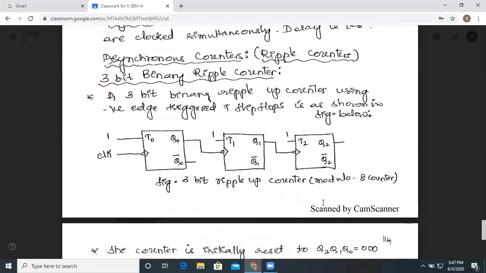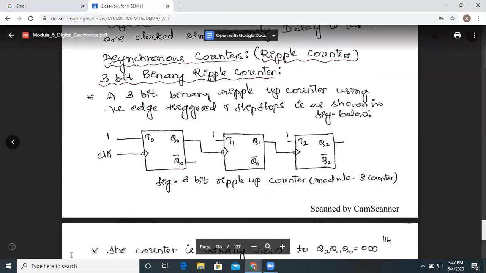Here these asynchronous counters are also known as ripple counters. Now we are supposed to see the 3-bit binary ripple counter. In order to see this 3-bit binary ripple counter, first we have to see the construction of this.